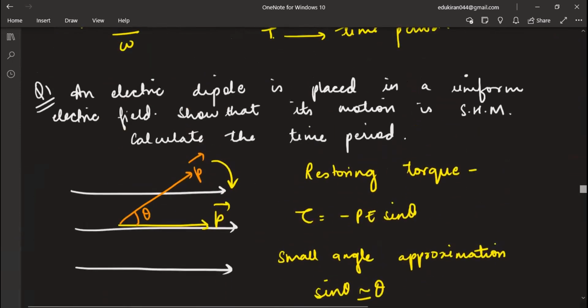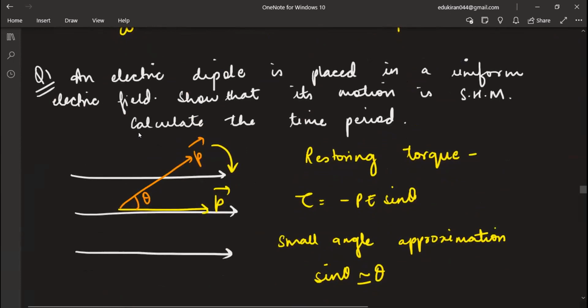Fine. Now see, this is the condition that is given to us. An electric dipole is placed in a uniform electric field like this. So what will the torque try to do? What we have been studying, in the last class also we had studied this, and today also we have revised this: the restoring torque tries to align the dipole moment parallel to the electric field.